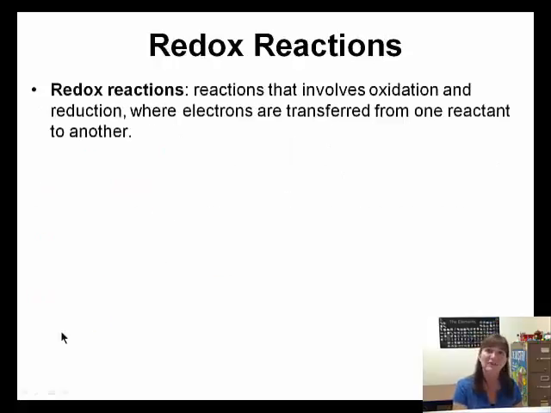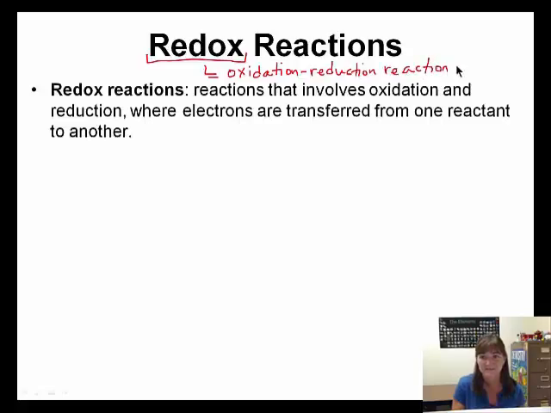Okay, so the last category of reactions is redox. I have it abbreviated here. I'm not sure if I show you it non-abbreviated in a coming up slide, so I'll show you it here. Redox is short for oxidation-reduction reactions. So that's kind of a mouthful, so chemists just usually say redox instead of saying oxidation-reduction reactions.